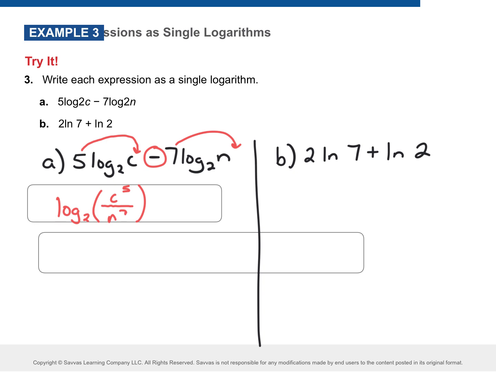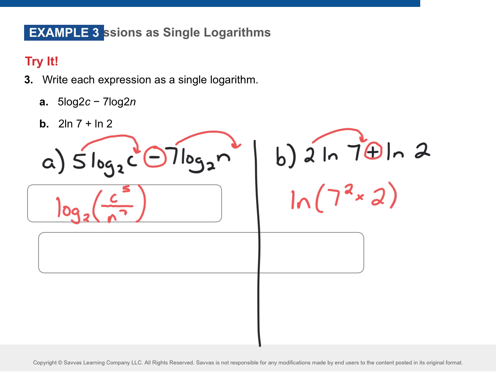Okay, what about B? Natural log, good. What's the main operation happening? Multiplication. Yep, addition turns to multiplication. So how do I write my first term? 7 squared. Yep, that 2 becomes our exponent. So we have 7 squared times just 2, right? Can we make that a little nicer?